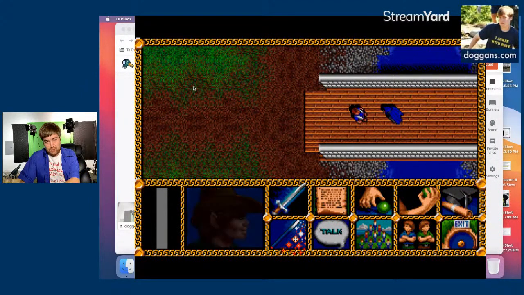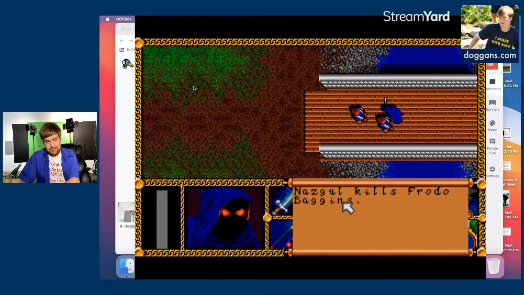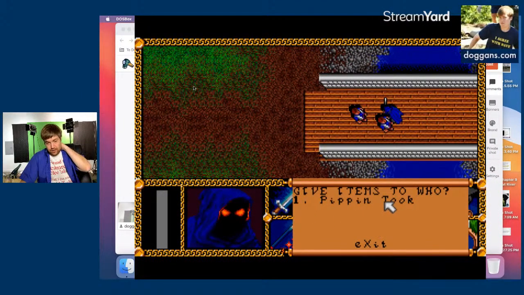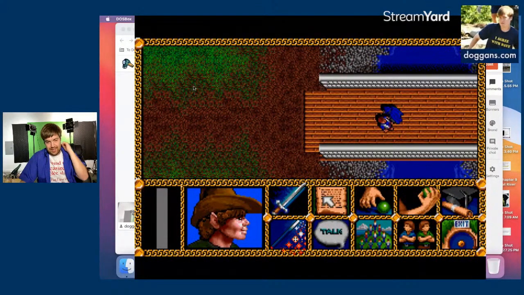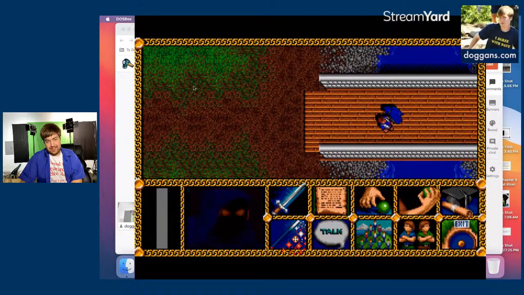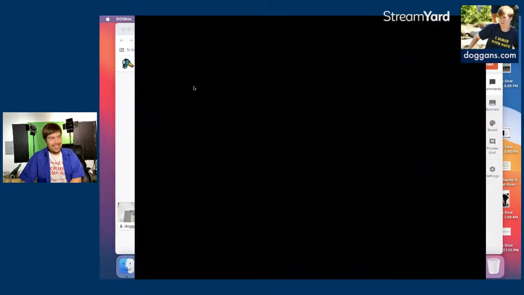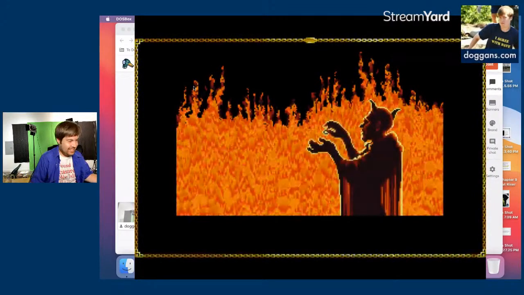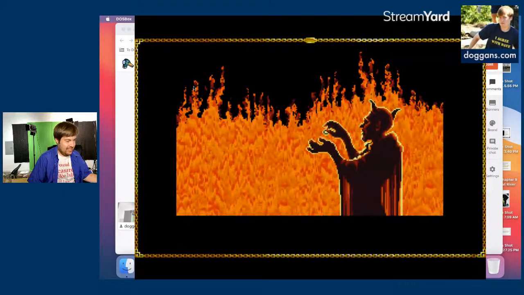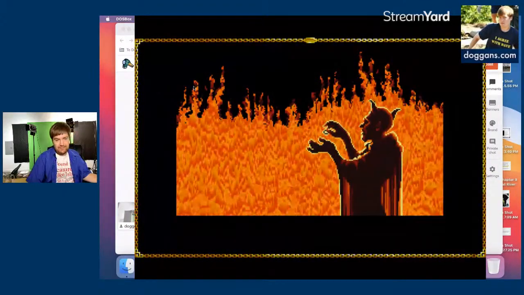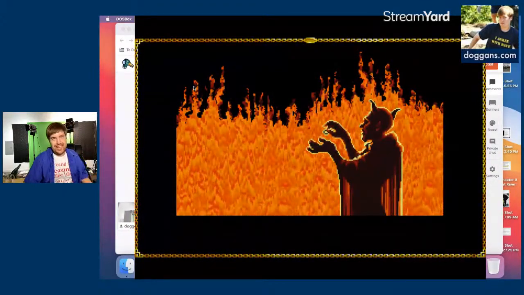Pippin is not close enough to attack. Nazgul kills Frodo. Give items to Pippin. Now Pippin is the ring bearer. And Pippin's unconscious. I don't think it was making this sound last time.